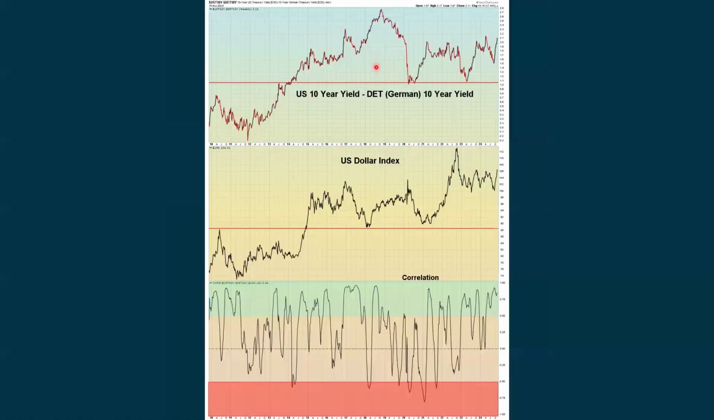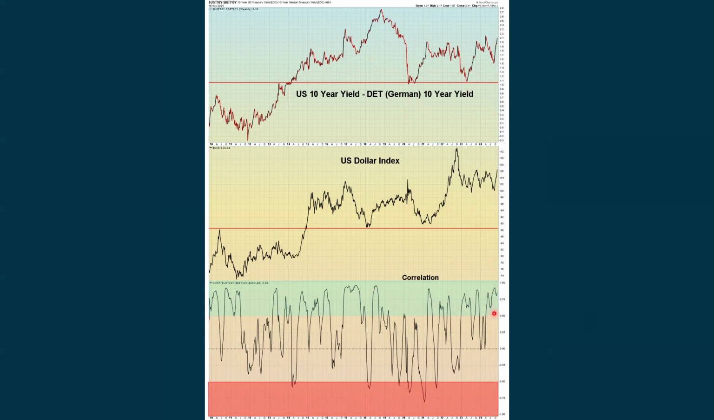Then we look at the 10-year yield in the US and subtract the German 10-year yield. And you'd think, who in the world ever thought this one up? Well, somebody did. And then I thought, this is kind of interesting. And this gives us a line. And then we plot the US dollar index, which has been really strong lately. And believe it or not, there's a pretty high correlation between interest rates in the US and in Europe and the dollar. And they're all going up at the same time right now. And that's pretty solid correlation.